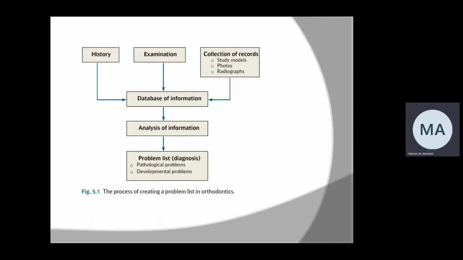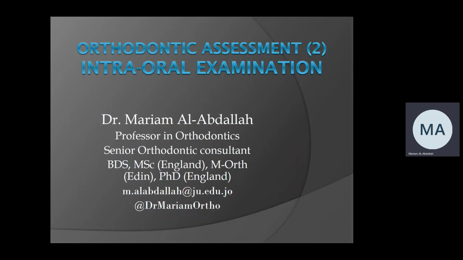So this is finishing the history and the examination, and we collected these records. We collect all these sources of information, we analyze them properly, and then we reach our diagnosis and problem list. Once this is done properly and accurately, then you can have a proper plan for the treatment of your patient, and you will have good management for your patient. So this is finishing the orthodontic assessment. Thank you for listening.